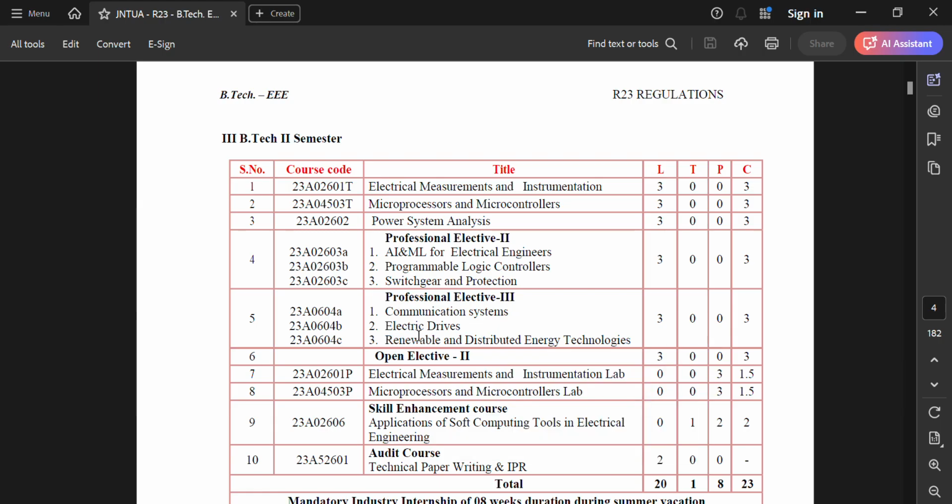And communication systems, you can choose this subject also for your campus interviews. All these are very important. Communication, what are the various types of communication, all this will be studied in this subject. Electrical drives, how the motors are controlled, plugging, how reverse operation of a motor produces its own energy.